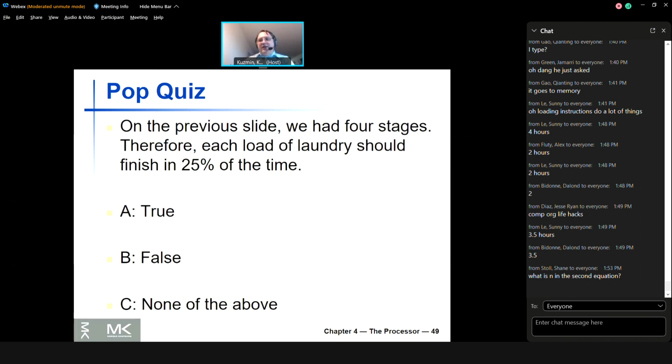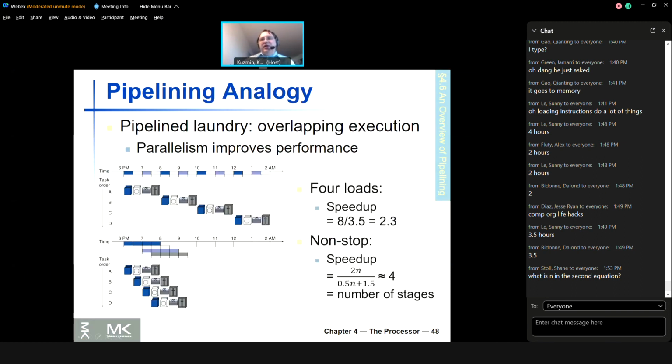What is n in the second equation? N is the number of loads. So if n is 4, we have 4 people, it's 8, and 0.5n plus 1.5 is 3.5. So when n is 4, we get the formula that we kind of empirically derived, even without knowing any math. But yeah, n is the number of loads, or the number of people who are doing their laundry.